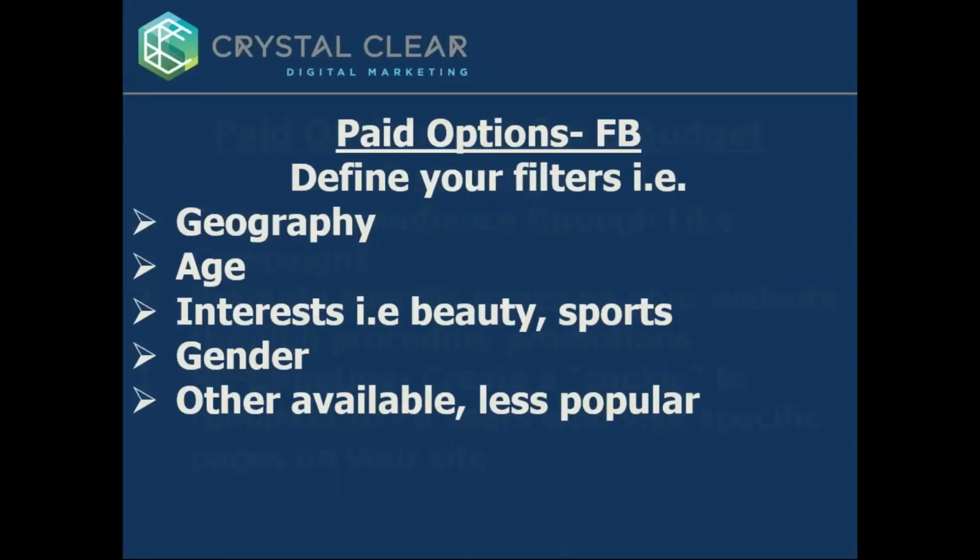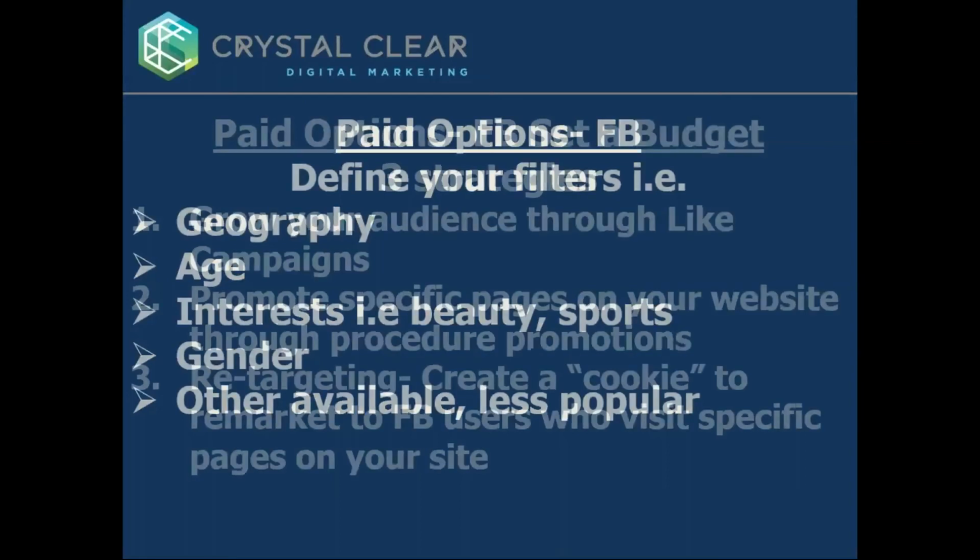So in other words, not everybody's comfortable putting their economic data into Facebook, so it makes those types of filters less predictable. But if you can hit on geo, age, interest, and gender, you got a pretty good chance of finding your target market in your area, okay?